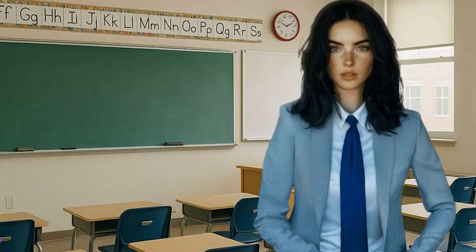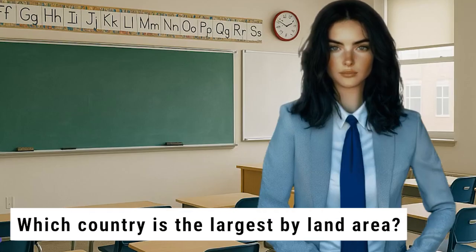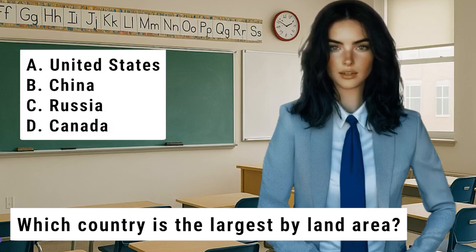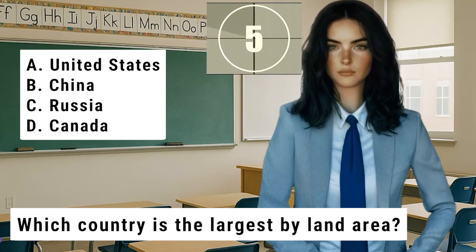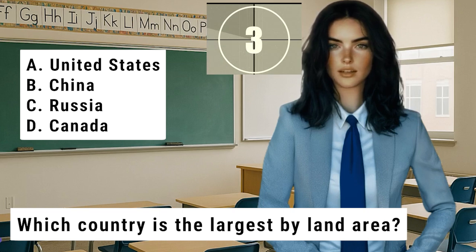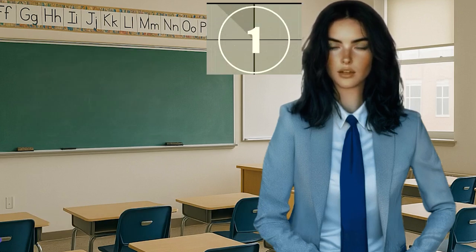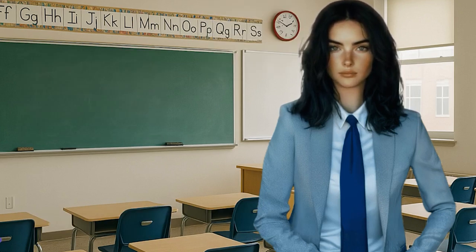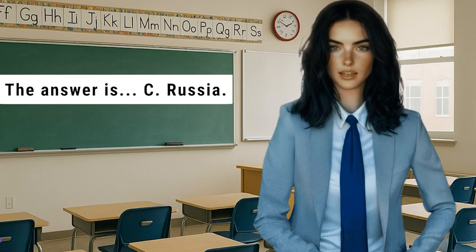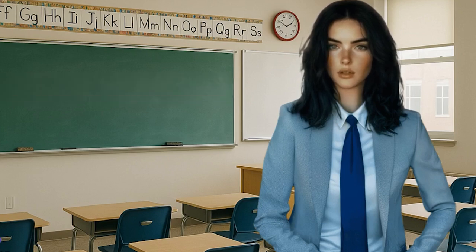Question 8. Which country is the largest by land area? A. United States, B. China, C. Russia, or D. Canada. You have 6 seconds. Largest by land area? Which is it? Notice it's not the same answer as largest by population. That's actually different. Time's up. The answer is C. Russia. Russia covers more land than any other country on Earth.